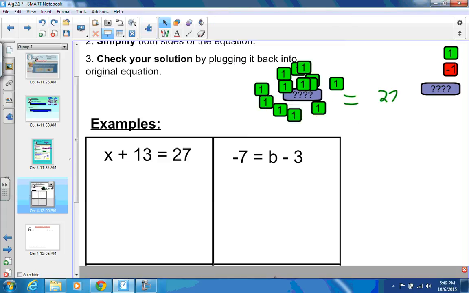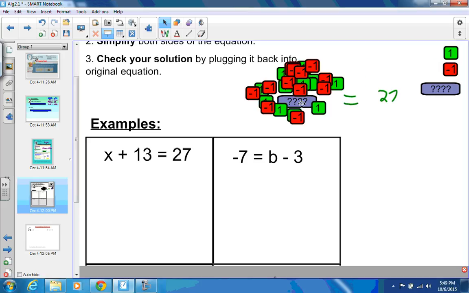So we want to just get this thing by itself. So we want to get rid of everything else. What we can do to cancel out all these positive ones is add in some negative ones. So 1, 2, 3, 4, 5, 6, 7, 8, 9, 10, 11, 12, 13.